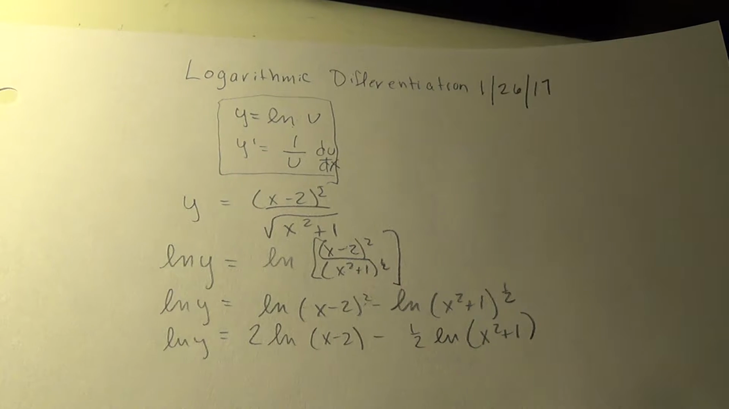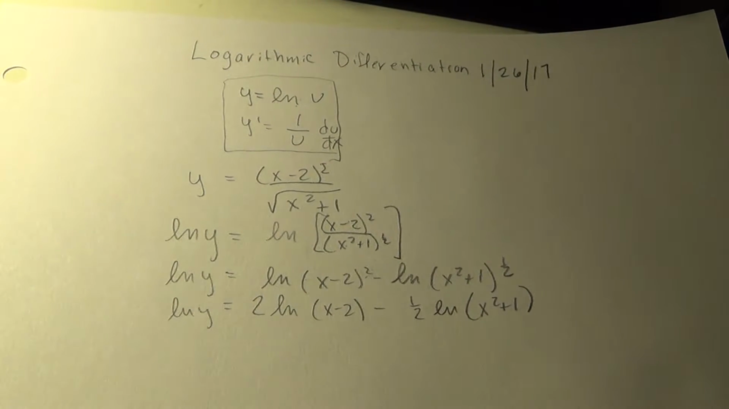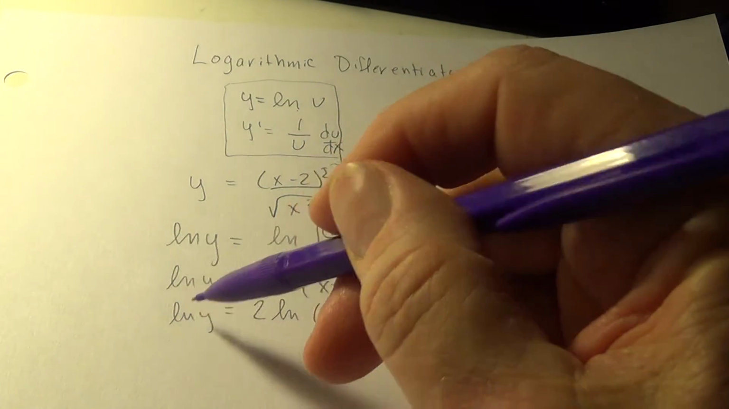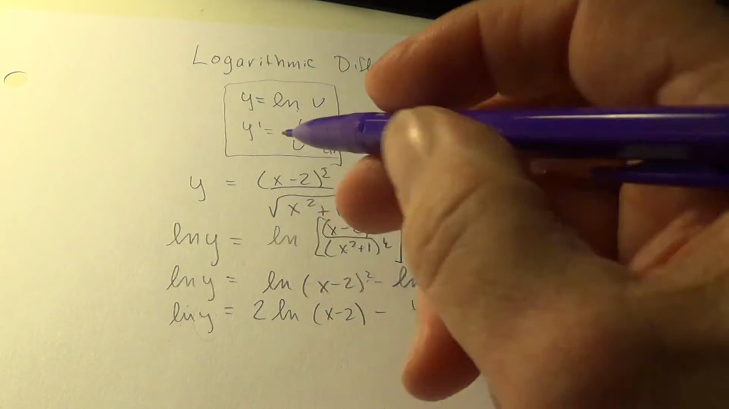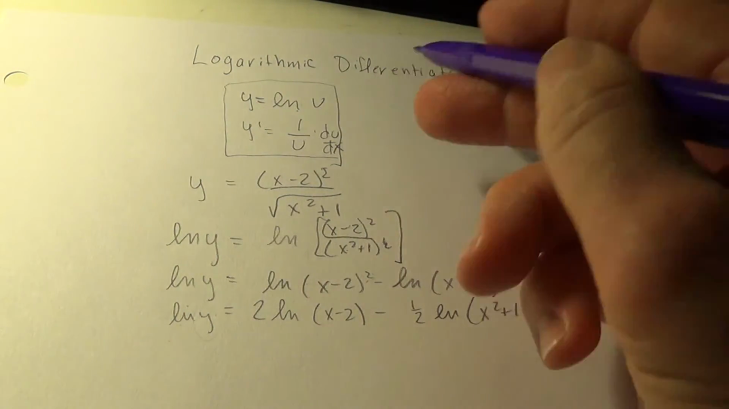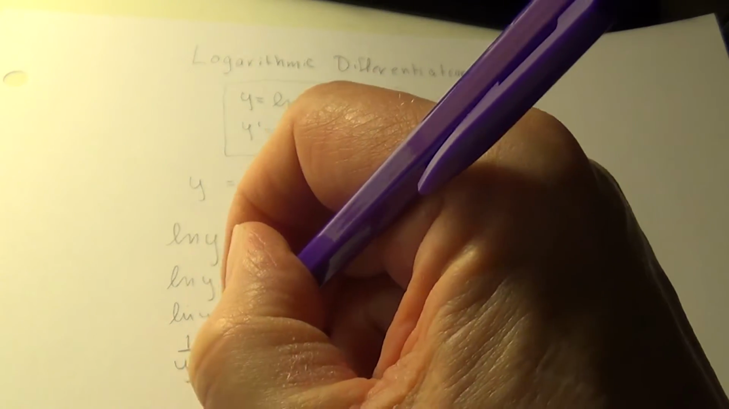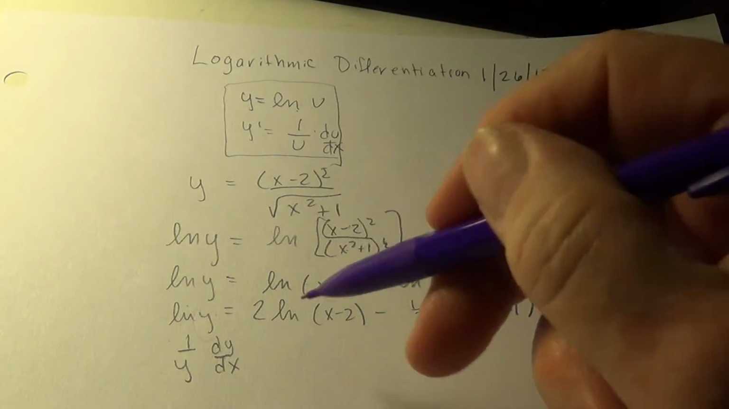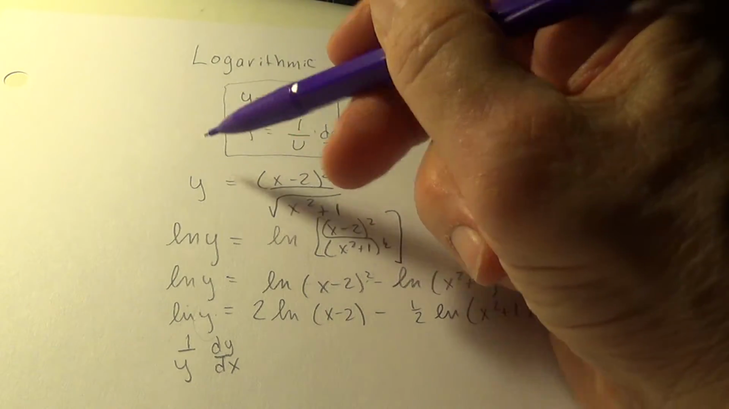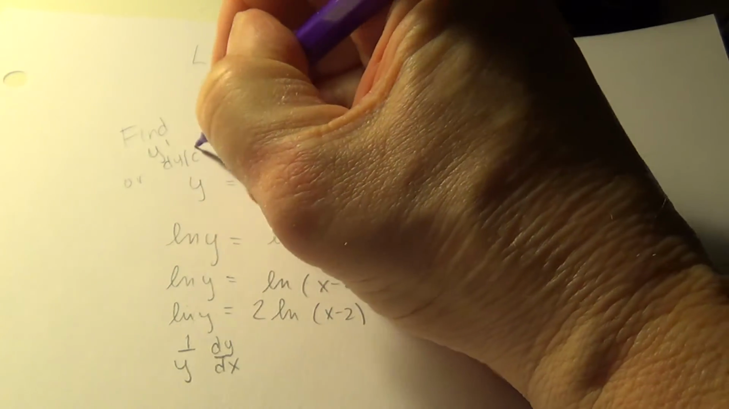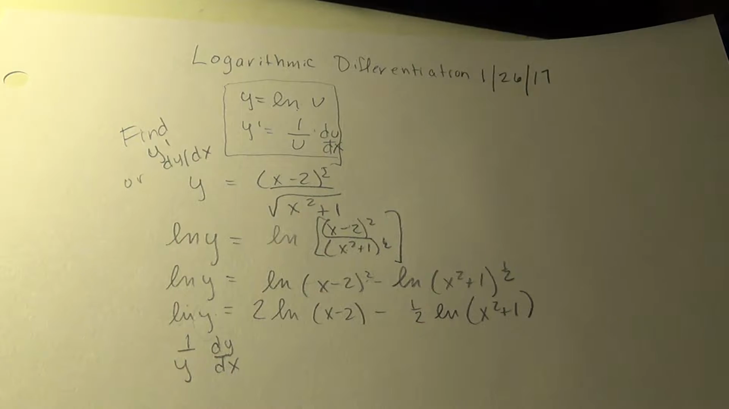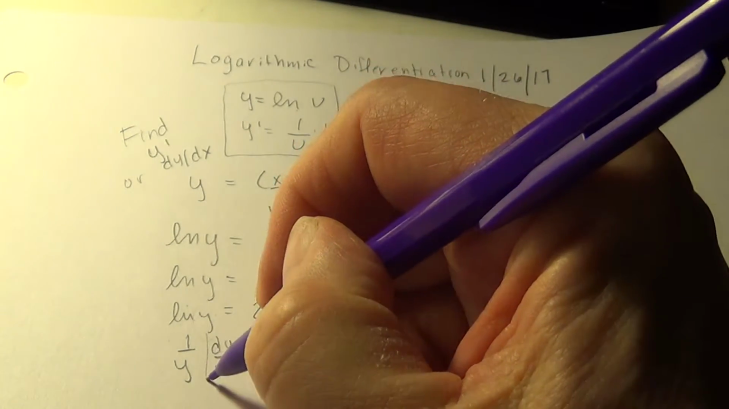Alright, now I'm ready to take the derivative implicitly across. So when I get to ln of y is an expression with x in it, I'm going to use this principle and get 1 over y dy dx. Alright, that's what I'm really trying to find. I'm trying to find y prime or dy dx. Same thing. Alright, so this is what I'm going to be solving for.